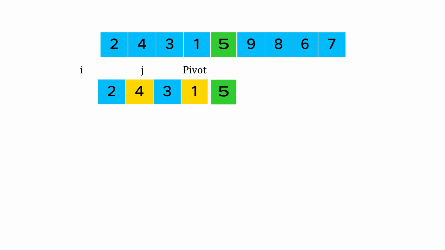Then we check if 4 is less than 1. Since it's not, we just move j forward. And finally, we will check if 3 is less than 1. Since it is not, j has done iterating, so we swap the pivot with the element at the i plus 1th position. So swapping 1 and 2. Pivot 1 is now at its correct position.